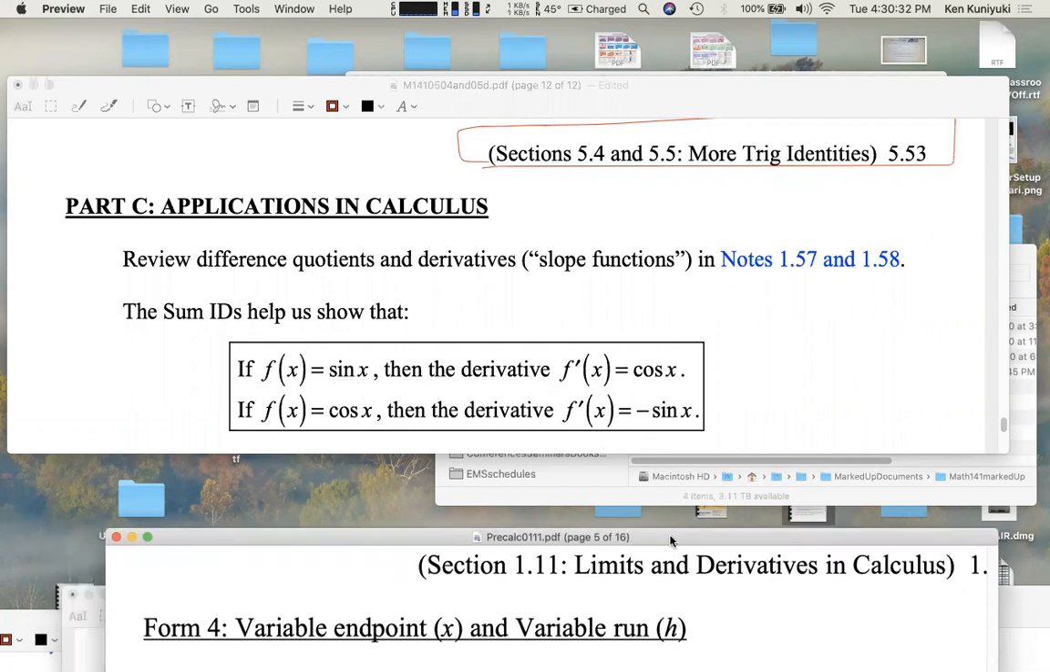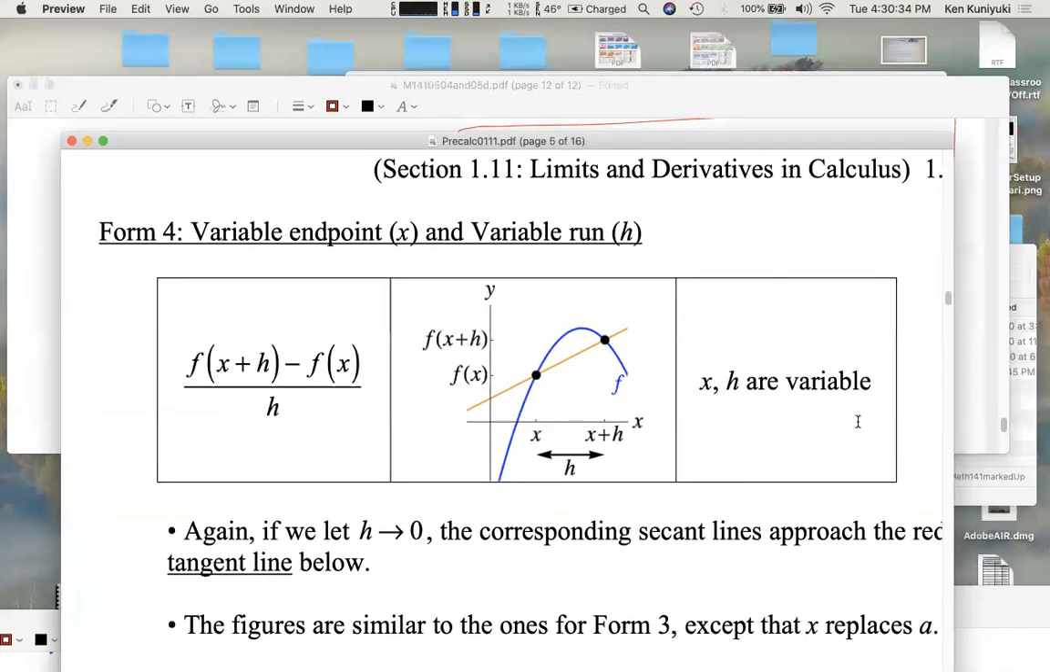Now remember what the derivative is. We start with slopes of secant lines, indicated by this difference quotient, rise over run. You may remember this from 1.11. This was an optional section in chapter 1 about derivatives in calculus. The slope of the secant line is given by rise over run. That's the average rate of change of the function f on this interval.